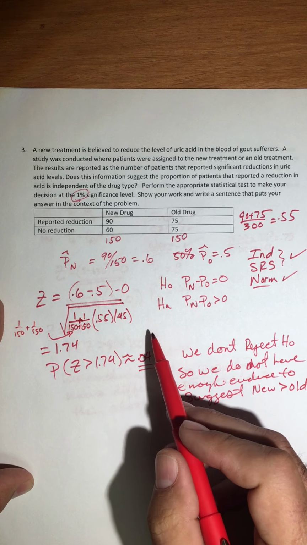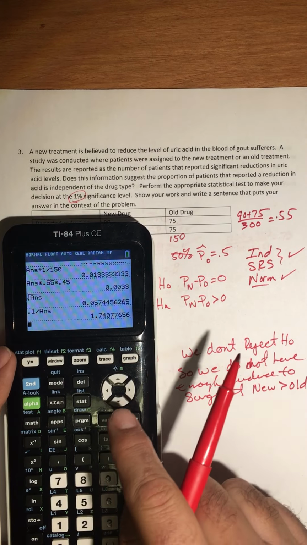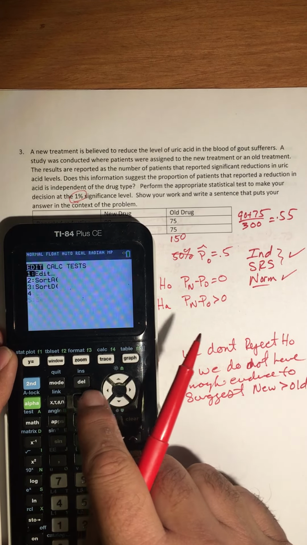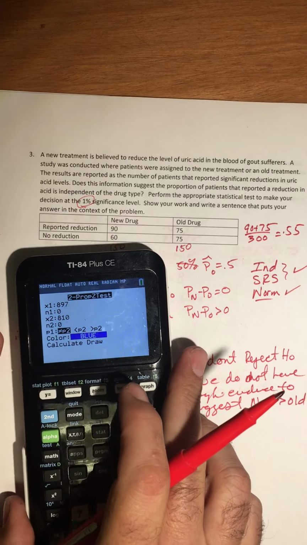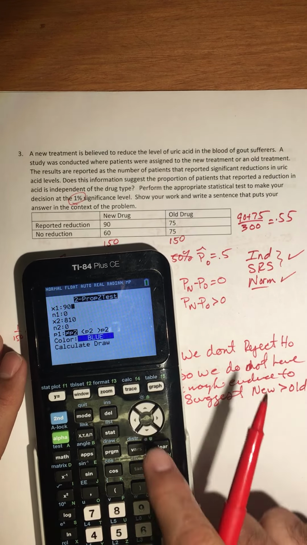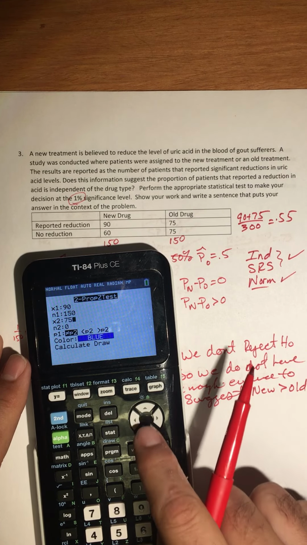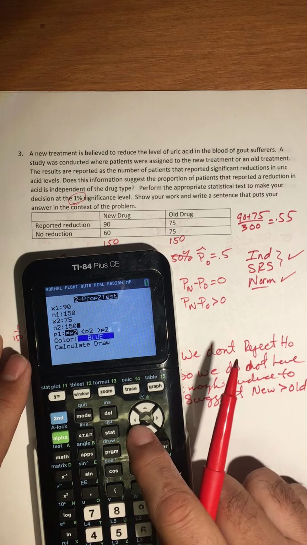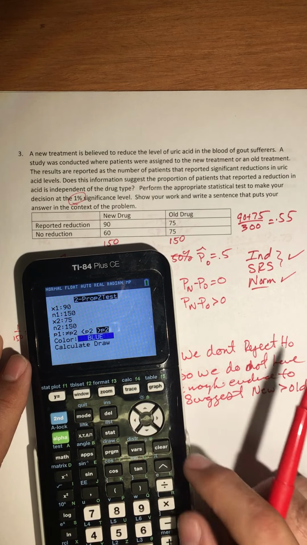And so we can do that by doing the stat test, one proportion z-test, or I'm sorry, two proportion z-test, right? So we're going to go stat, test, two proportion z-test, and we've got 90 out of 150, and we've got 75 out of 150. And we're doing a one-tailed test, and we calculate it.